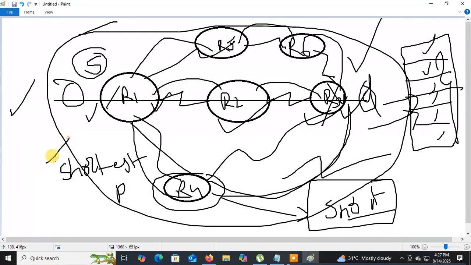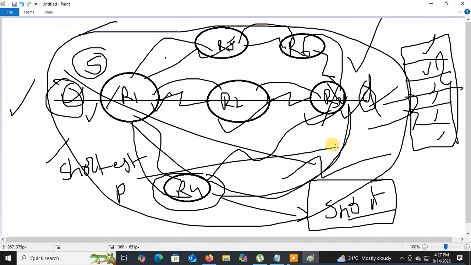When dynamic routing is there and you add a new router, we need to configure the new router only. We don't need to configure the other routers. Understood? Whereas with static routing, whenever you add a new router, we need to change the whole configuration.